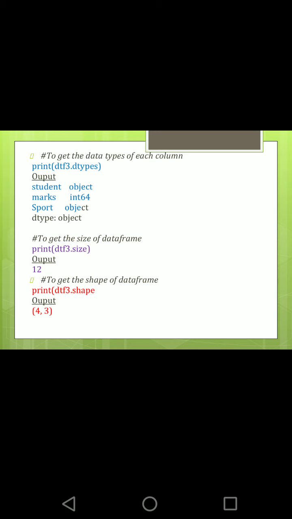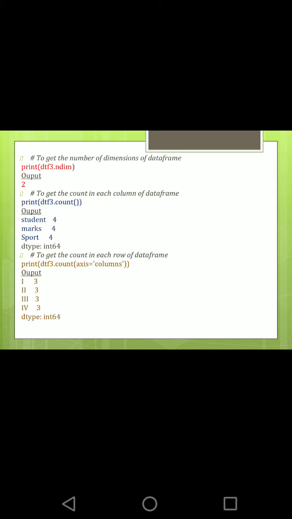Now, to get the shape of the data frame, you have DTF3.shape. Close the bracket. So, the output is 4, 3. That is, 4 rows are there and as well as 3 columns are there. So, it constitutes the shape of the data frame.